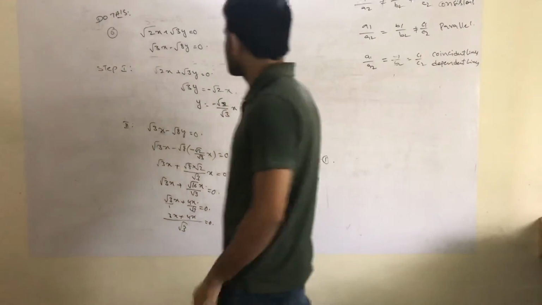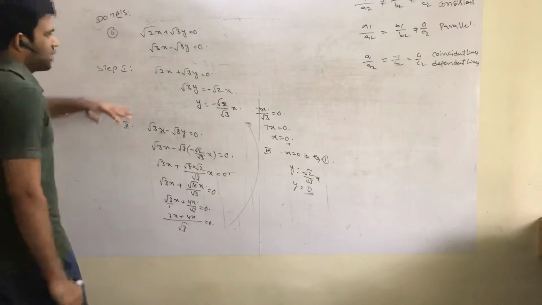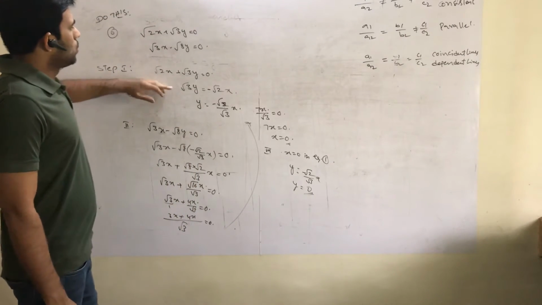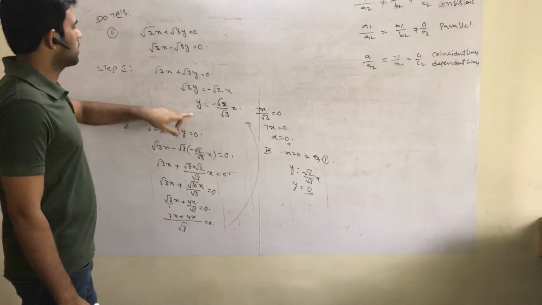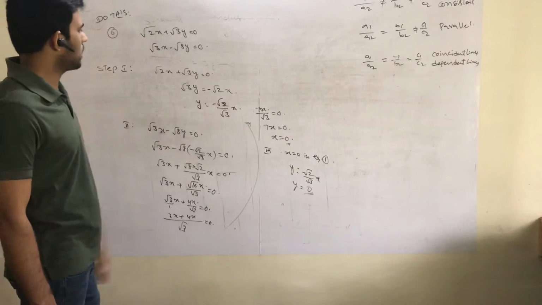Let's verify once again. Have we done it right? Root 3y is minus root 2x, and y is minus root 2 by root 3 x.